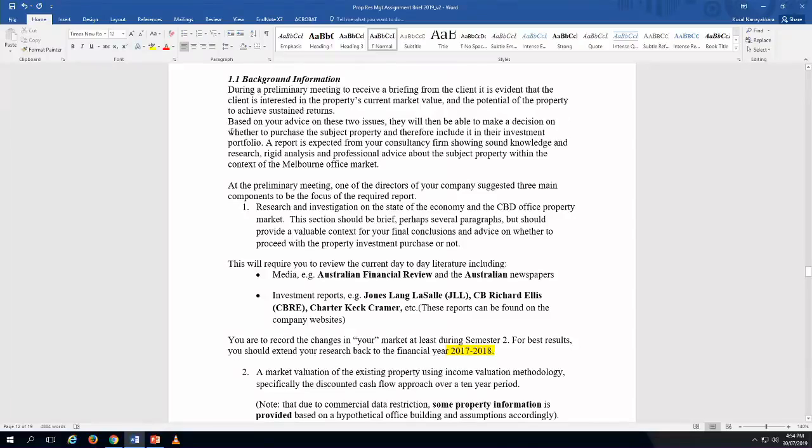Background information. During a preliminary meeting to receive a briefing from the client, it is evident that the client is interested in the property's current market value. So you have to calculate the current market value, and the potential of the property to achieve sustained return.